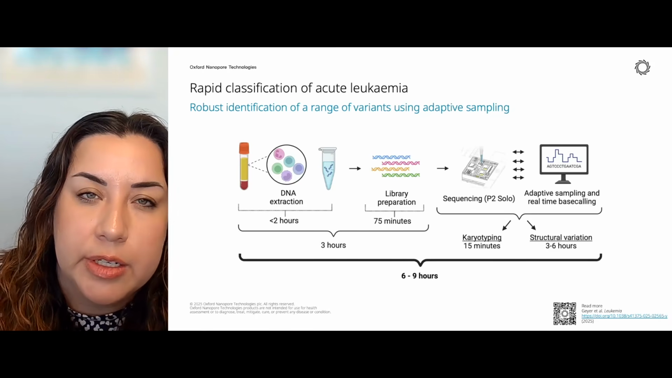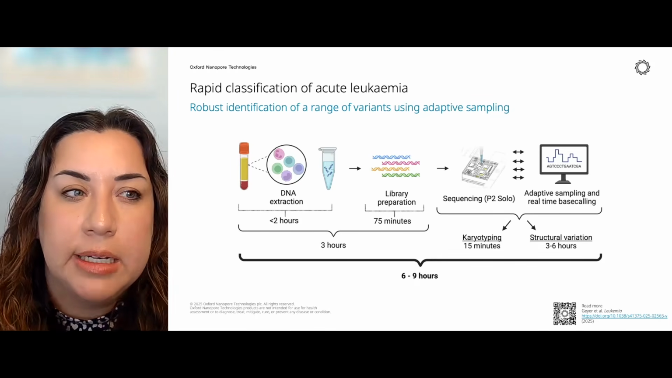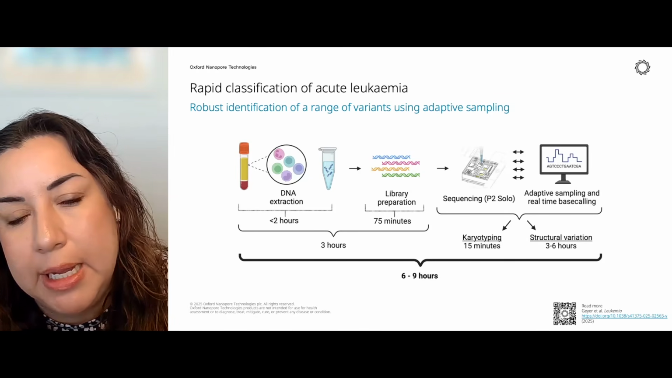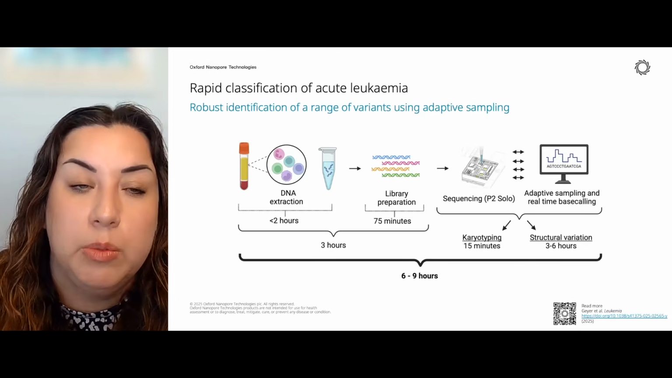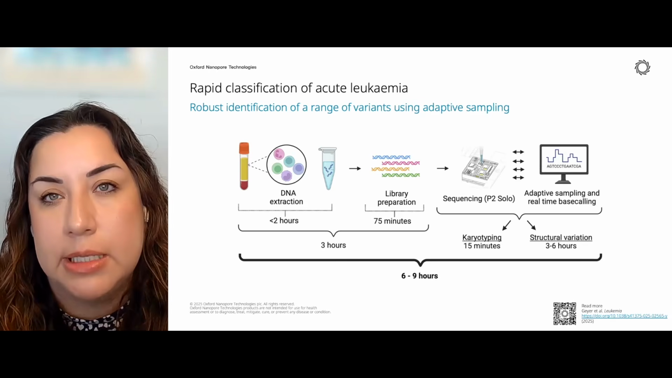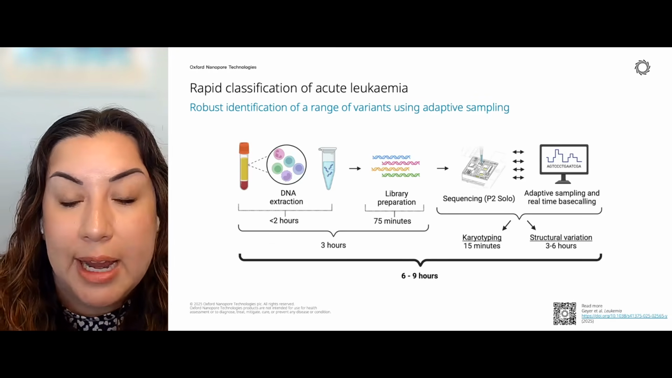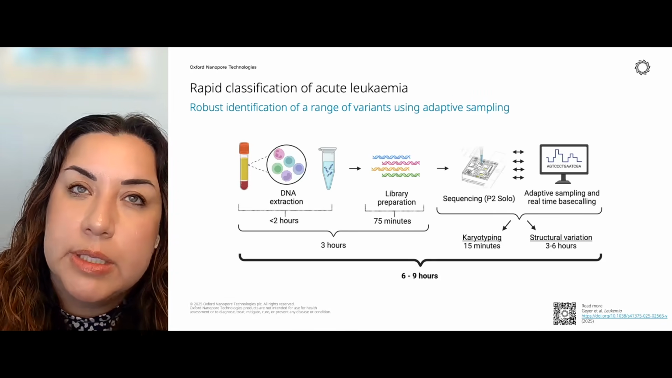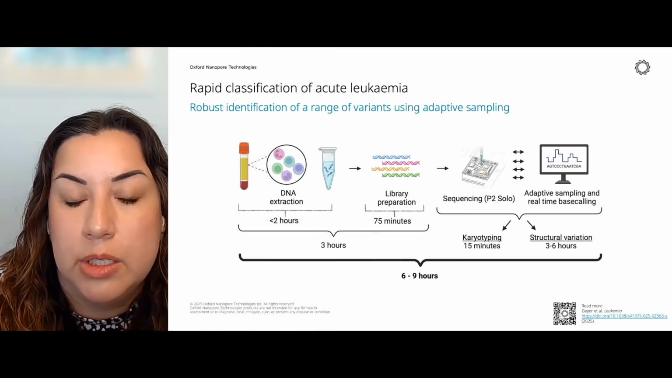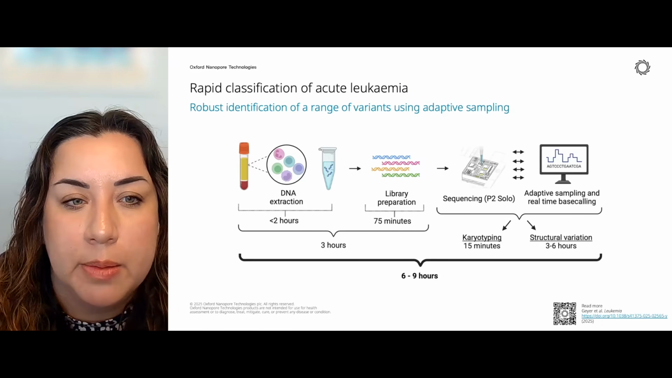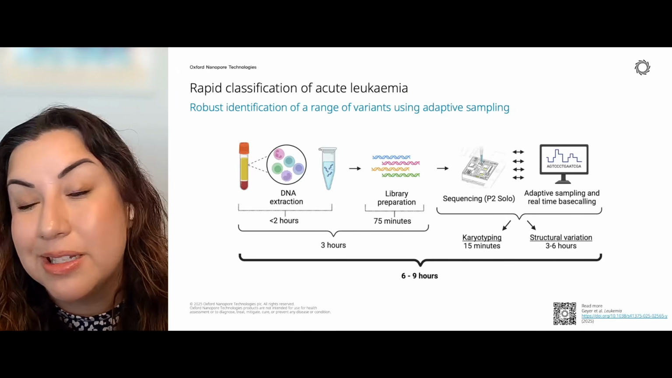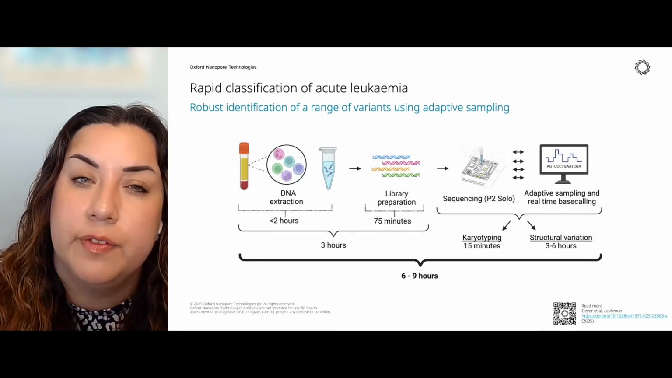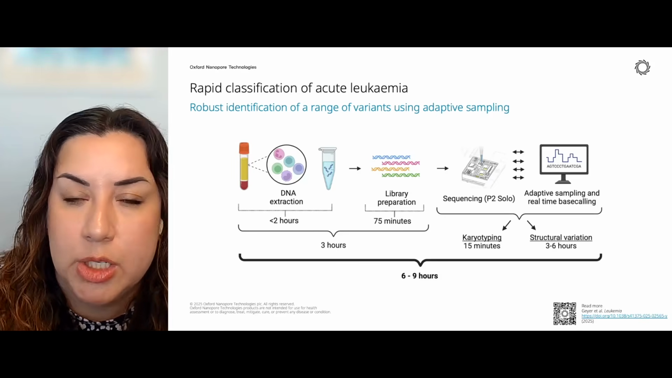And so this publication here is from a group out of UNC in collaboration with St. Jude, where they were really looking at rapid classification of leukemia in pediatric samples. And what they were able to show, using their custom adaptive sampling workflow, is that they were able to get answers in 6 to 9 hours end to end. The sequencing was done on a P2 Solo using adaptive sampling and real-time base calling on MinKNOW, and they were able to get a karyotype in as little as 15 minutes and structural variants in 3 to 6 hours. So really a very comprehensive view of these pediatric samples.